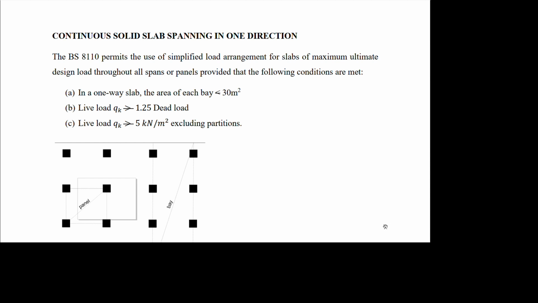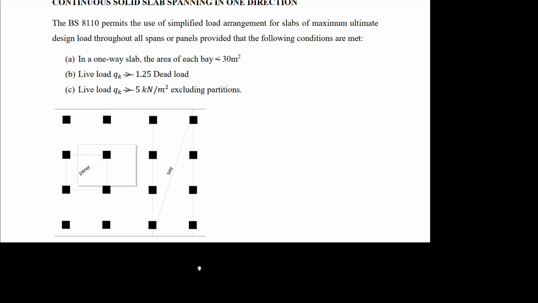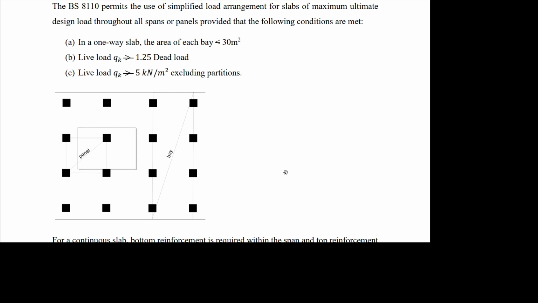Now, as I said, when we're designing a continuous solid slab spanning in one direction, there are some conditions that we need to check for. First, in a one-way slab, we need to check the area of each bay. That is, this is a bay. You can see these are your columns, and the area of each bay must not be less than 30 meters square, and the live load should not be greater than 1.25 of your dead load, and the live load should not be greater than 5 kilonewton per meter square, excluding partitions. So these conditions have to be met before we move to the next one.